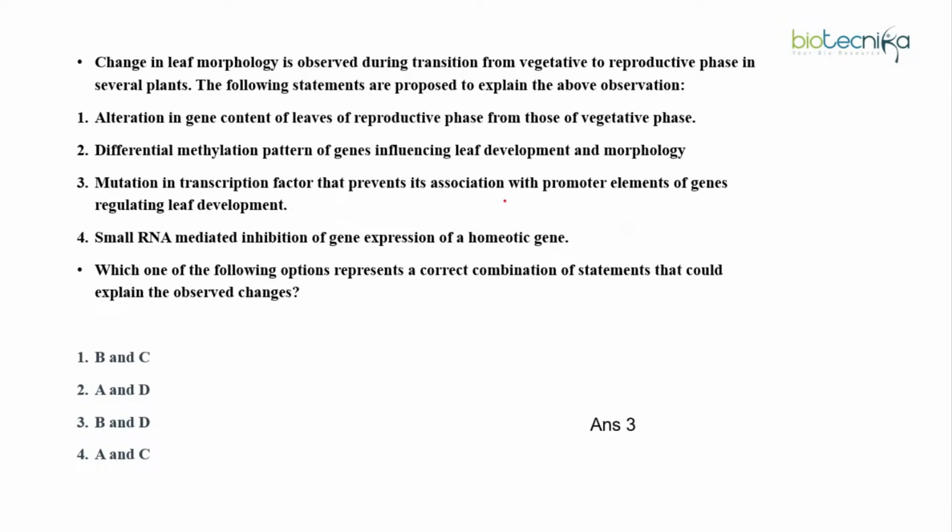The correct answer is B and D. That means this is A, this is B, this is C, and this is D. At the very first, I told you, in a different context though, that these changes that are happening are all epigenetic changes, right? So differential methylation pattern of genes influencing leaf development and morphology. That is true.